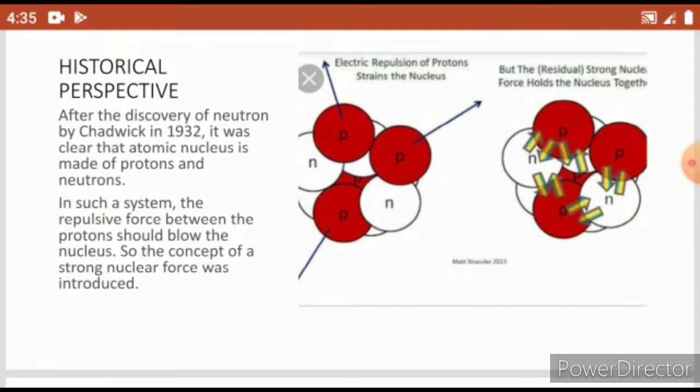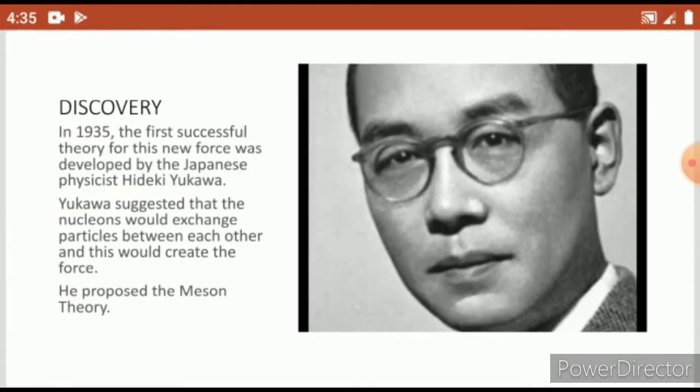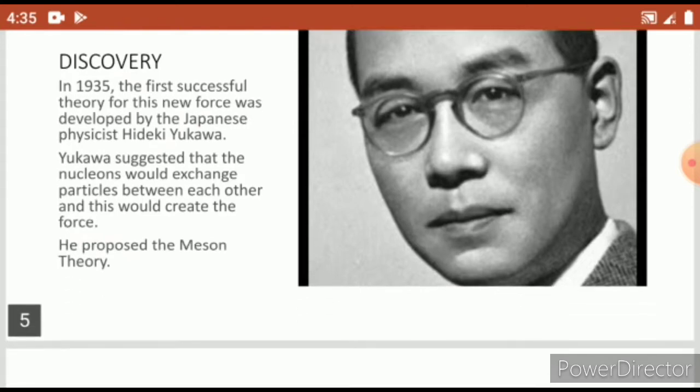To overcome the repulsive forces between the protons and to bind the protons and neutrons into a very small nuclear space, there should be a strong attractive force between the neutrons and protons. Therefore, the concept of a new strong nuclear force was introduced. In 1935, the first successful theory for this new force was developed by the Japanese physicist Hideki Yukawa. He suggested that the nucleons would exchange particles between each other, and this mechanism would create the force. This is today known as Yukawa's theory of nuclear force, or the meson theory of nuclear force.